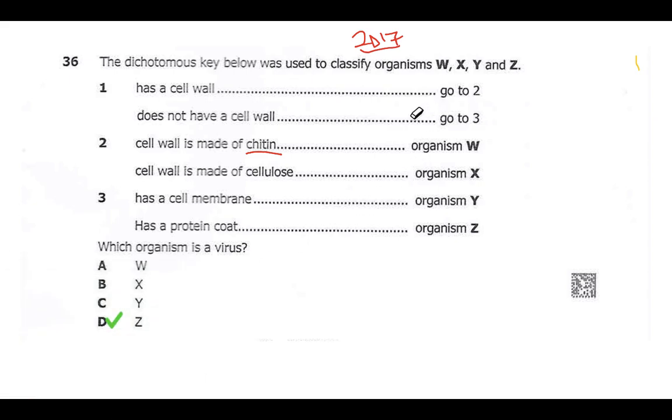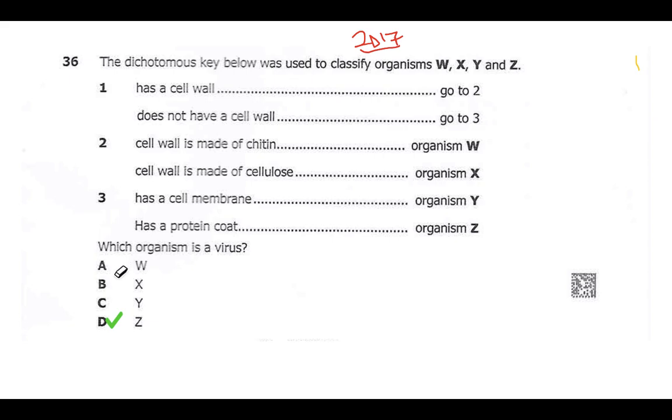So we have to take note of that. And then we have a cell wall made of cellulose. This one can be a bacteria, and that's organism X. And then we have 3, has a cell membrane. With a cell membrane, we can have an animal cell, so organism Y. And then we have has a protein coat, organism Z. So this is a virus. A virus is made up of a protein coat.